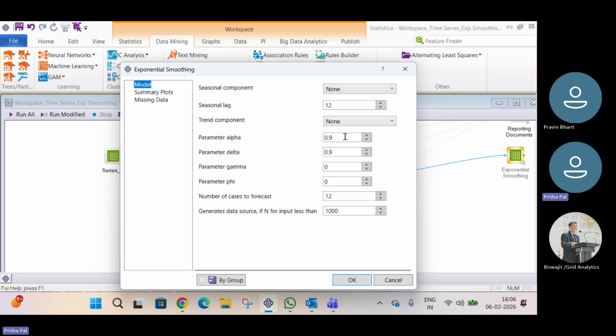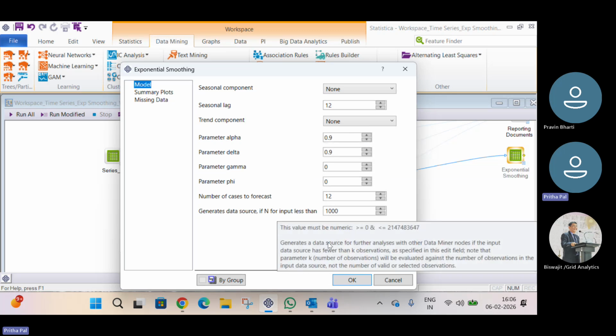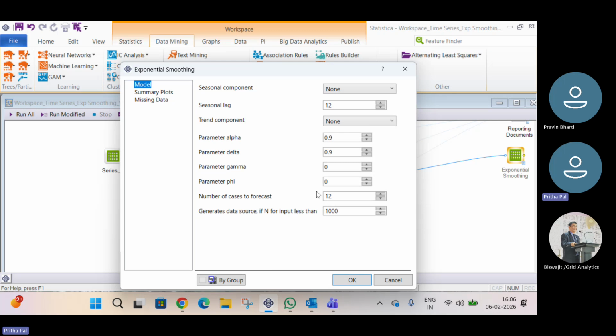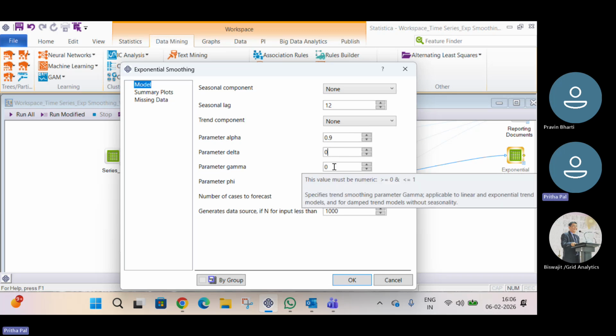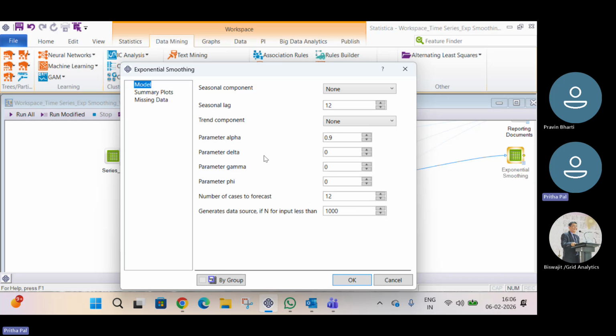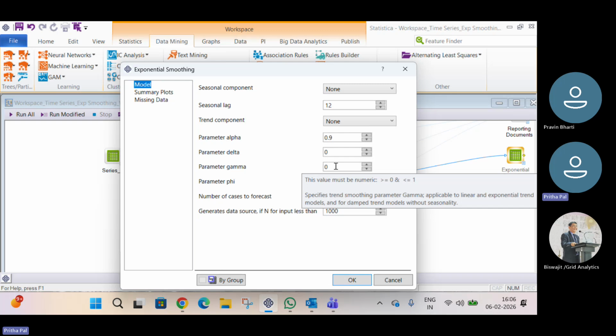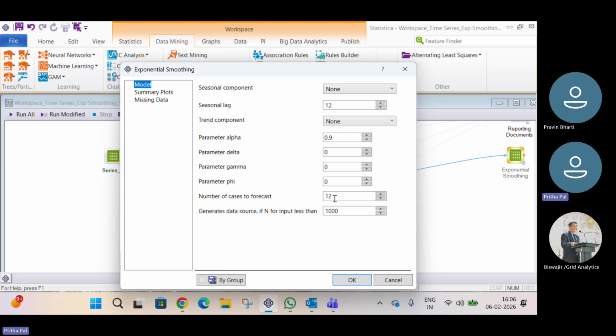Here parameter alpha is the leveling coefficient when the trend and seasonality are not present. Parameter delta is the double exponential smoothing coefficient. So for the analysis, I am taking it as 0. Parameter gamma is the third exponential smoothing coefficient. So for the analysis for the time being, I am taking it also as 0. Number of cases to forecast, here it is 12. We can take any number like 24 or 36, that is for the next 1 or 2 years.